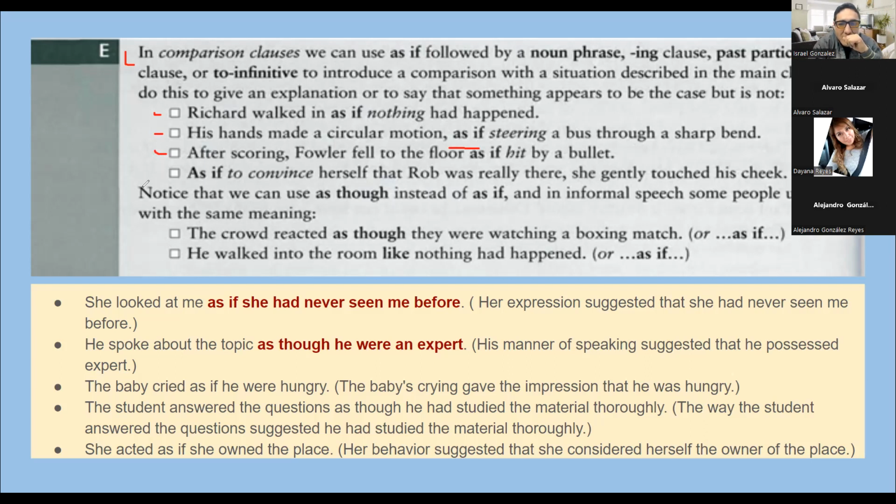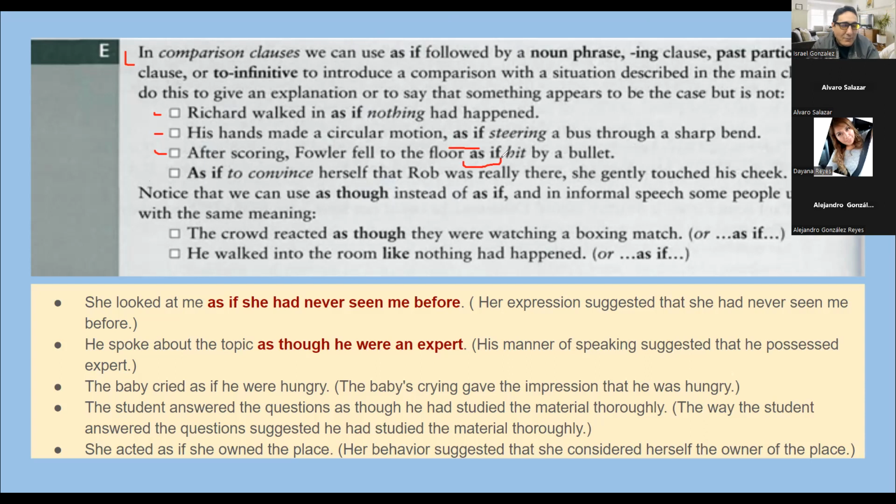Yes, teacher. After scoring, Fowler fell to the floor as if hit by a bullet. Se dio un ranazo, as we say. As if hit by a bullet. But the real thing is that he was not hit by a bullet. That is why they use this expression, as if. And this expression in English is more common than we think. Very, very common.